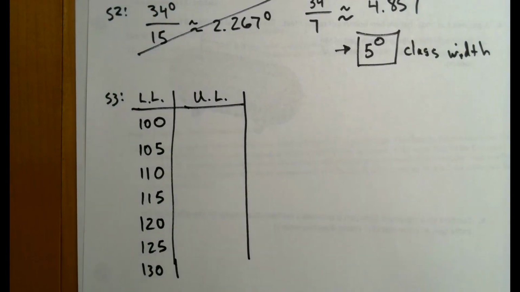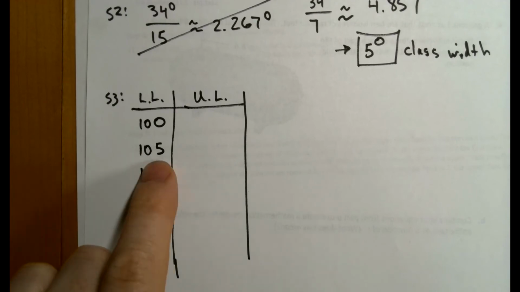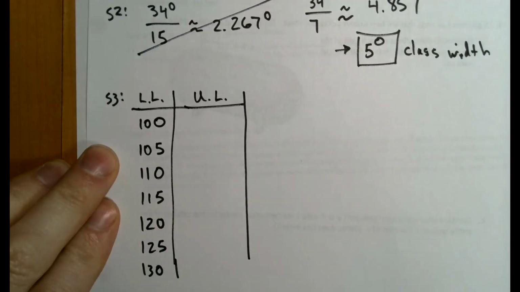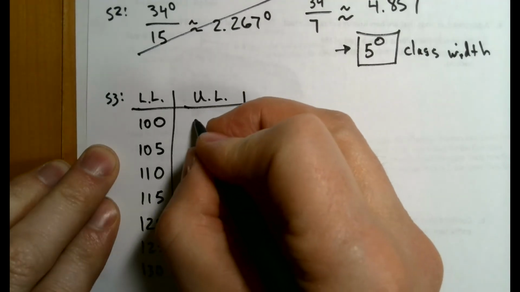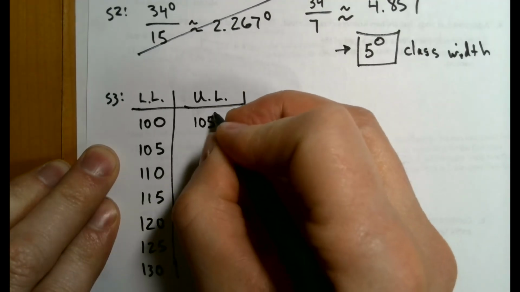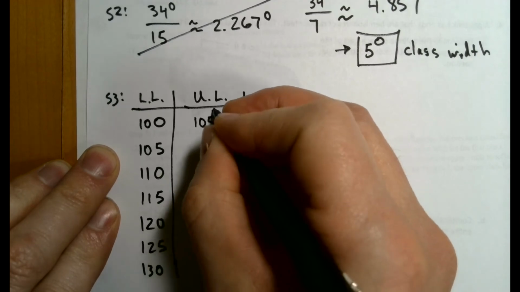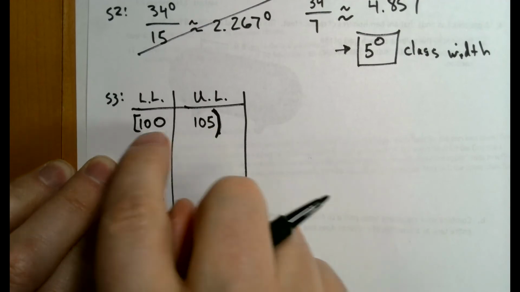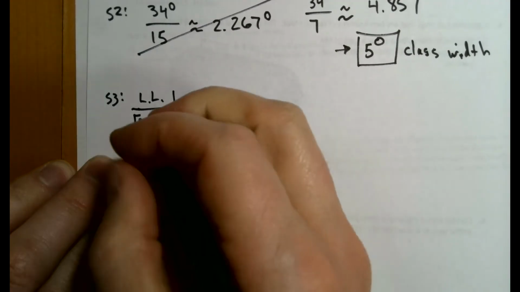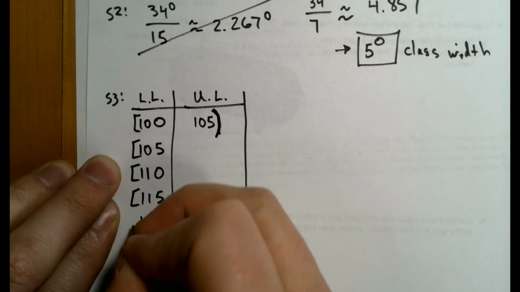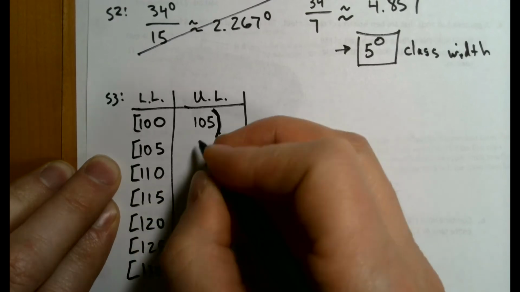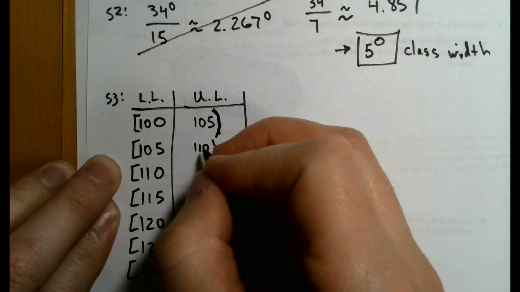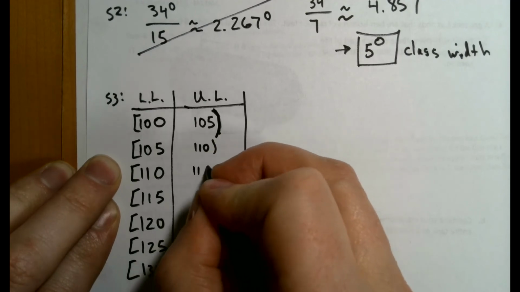Now, what he says to do is to subtract 1 from this, and that would become the upper limit. But what I think is a better, it's really what you should do, is actually put in 105 here, and you put a parentheses on it, meaning we don't include that one. We don't put 105 in this class, we put it in here. So these would all be brackets, and these would all be parentheses. Yes, I did that one right.